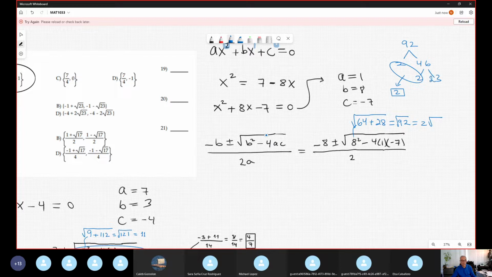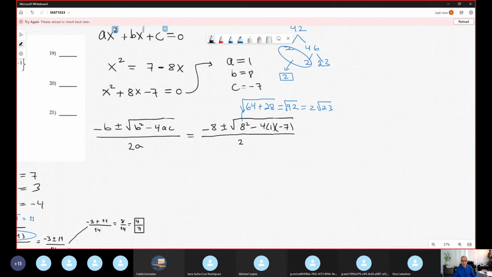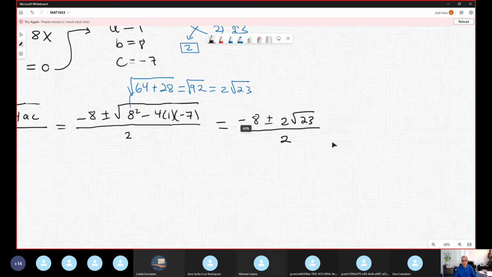This is 23, no? So far we have minus 8 plus or minus 2 radical 23. This is real, irrational, but real, no i. If it says negative 92, it says imaginary. We can simplify a little bit this or no? Yes. How? We use the greatest common factor of 2. Excellent. In the top, the greatest common factor is 2.